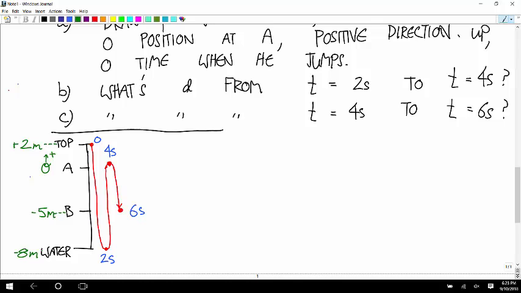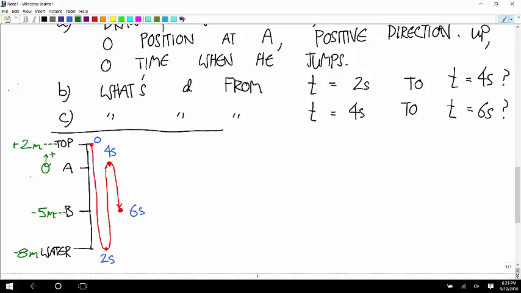Anybody have any questions about those? Yes. I don't understand how you go from positive to negative 5. How did you get positive 2? Well, we know that the distance between these two points is 2 meters, and between these two is 5 meters, and between these two is 3 meters.